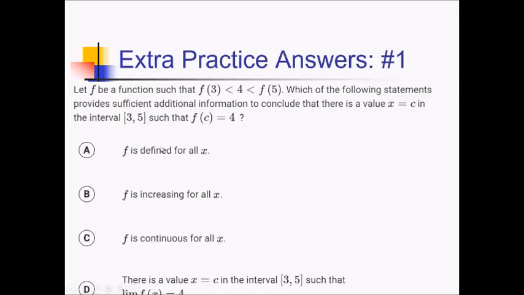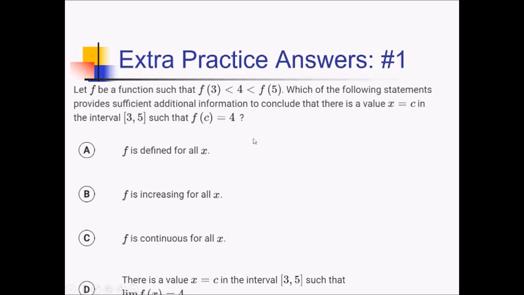On this one, we're told that f is a function such that f of 3 is less than 4 is less than f of 5, and we want to know what additional information we need to say that there's an x value on the interval 3 to 5 that plugging it in gives us 4 back. Okay, so this is talking about the Intermediate Value Theorem when you're trying to guarantee there's some y value between two x values that equals a certain number.